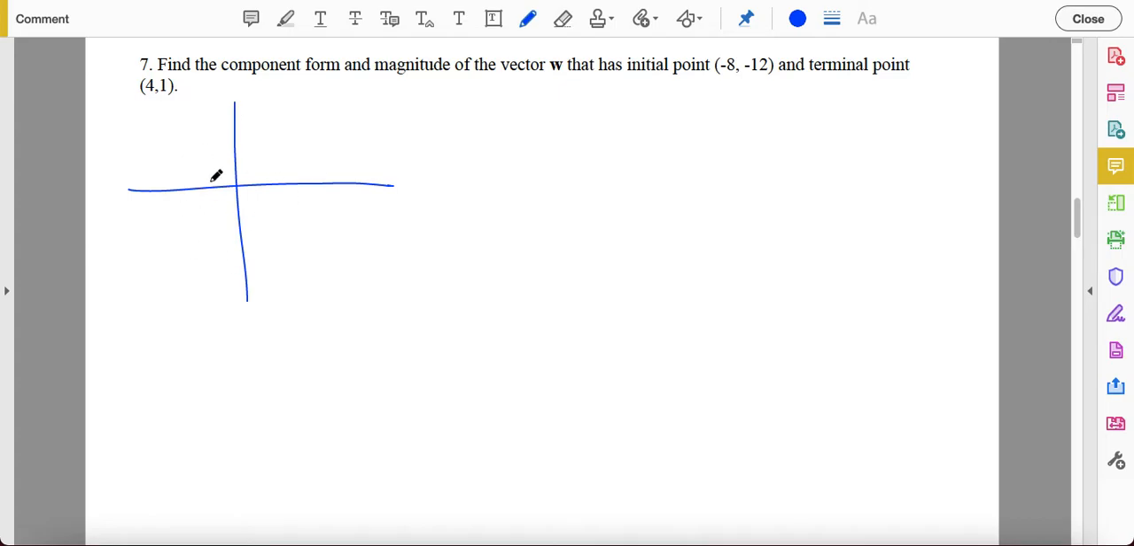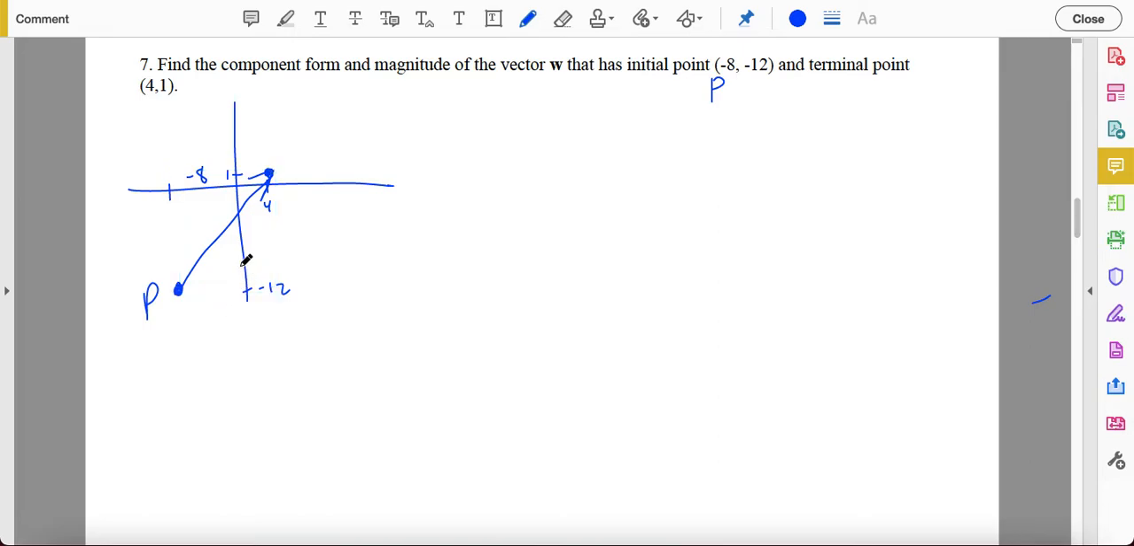So if we had the coordinate plane and we went -8 and down 12, we would arrive at this point right here. That's our initial point. We'll call that point P, even though it's not labeled here. And then we've got point Q, which is at 4, 1. So that right there is our vector.